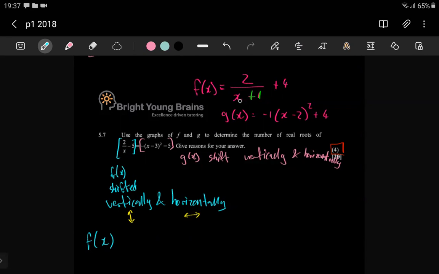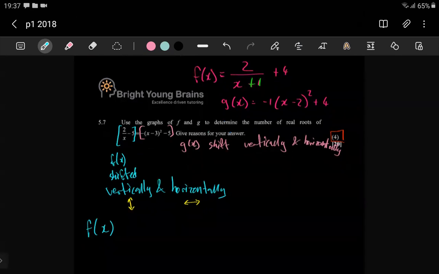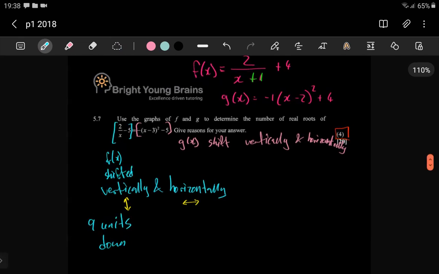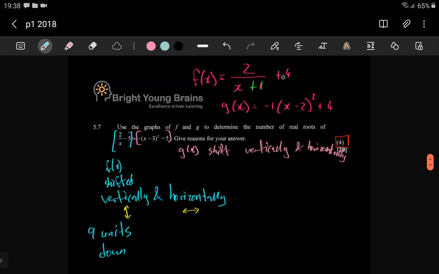And then from top to bottom, to go from a +4 to a -5, clearly they moved the graph 9 units downwards. So let's write out what has happened from this original f to this one. Vertically, it was moved 9 units down. The reason we're saying it's 9 units down is because it's from a 4 to a -5. So from 4 to -5, you're going to go down 9.